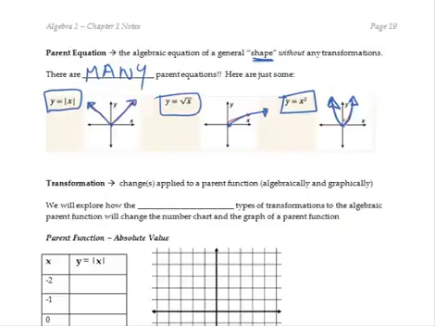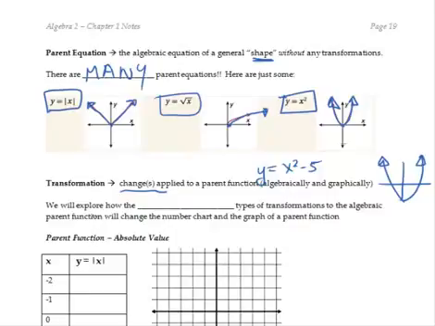Now, the one we just saw on the other page was a parabola that was moved down here. That's called a transformation. Anytime you apply a change to a parent function, again, you can do this symbolically, like y equals x squared minus 5. That's a change algebraically. Graphically, it would be like, oh, I'm not going to start here. It's going to start all the way down here. Any changes like that are called transformations.